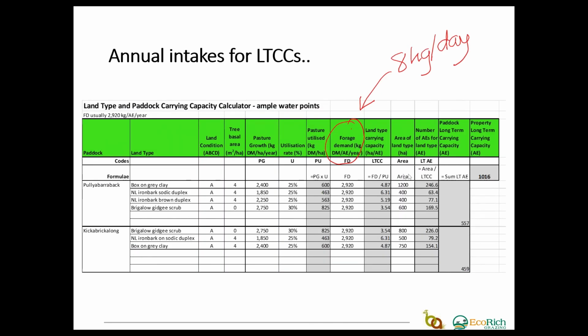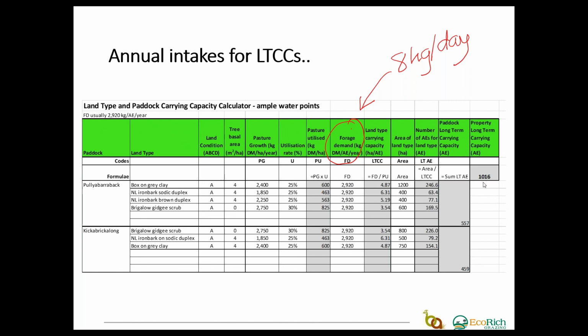With the long-term carrying capacities, and these are the simple spreadsheets I developed for GLM, instead of having an annual intake of 3,650 kilograms per adult equivalent, it's now 2,920, using 8 kilos per day. But you can vary that according to your production region, and if you're in the low productivity region, then your intake's going to be 8.5 kilos per day and a little over 3,000 kilos per year. So that's the main difference here.